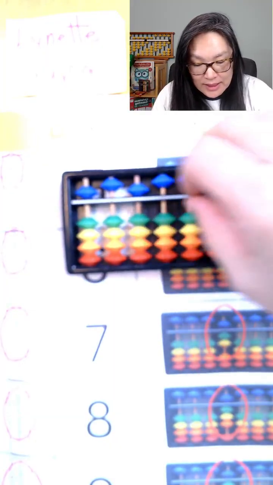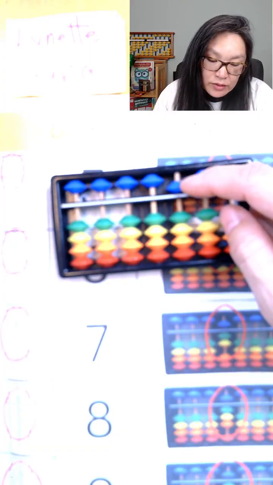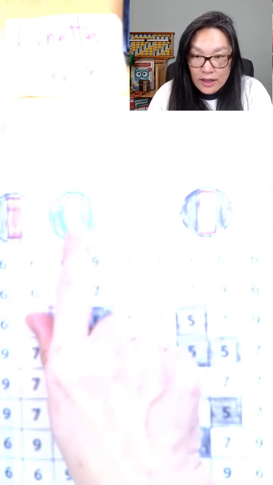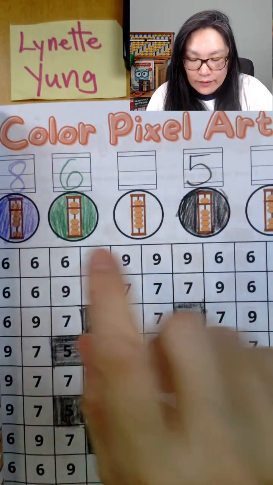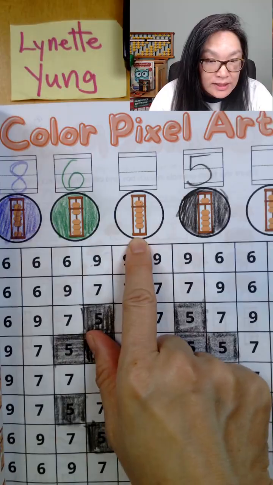Sometimes the kids have a problem understanding what the 5 is. So I'm trying to get them to have these exercises, these little fun activities, to be able to recognize what the 5 is. So here is a color pixel art. And in the color pixel art, I have 8, right? We have 8, 6, and then who knows what this one is.